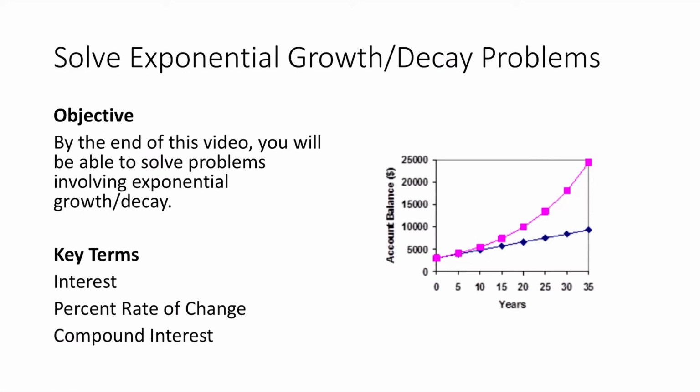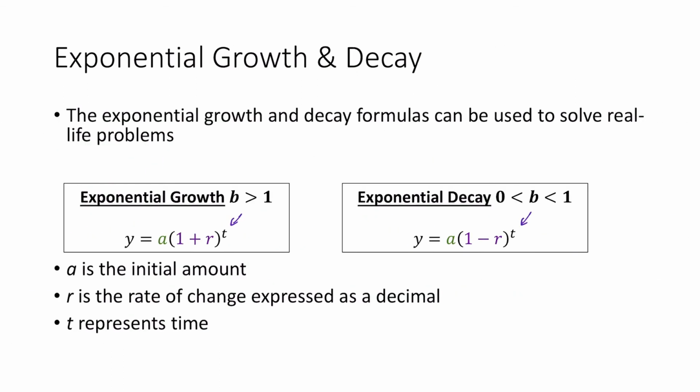So in this video, we're going to talk about how to solve problems involving exponential growth and decay. When we're working on these problems, we're going to need to use these two formulas. If we have exponential growth, we're going to use the a times 1 plus r to the t. And if we have exponential decay, we're going to use the a times 1 minus r to the t.